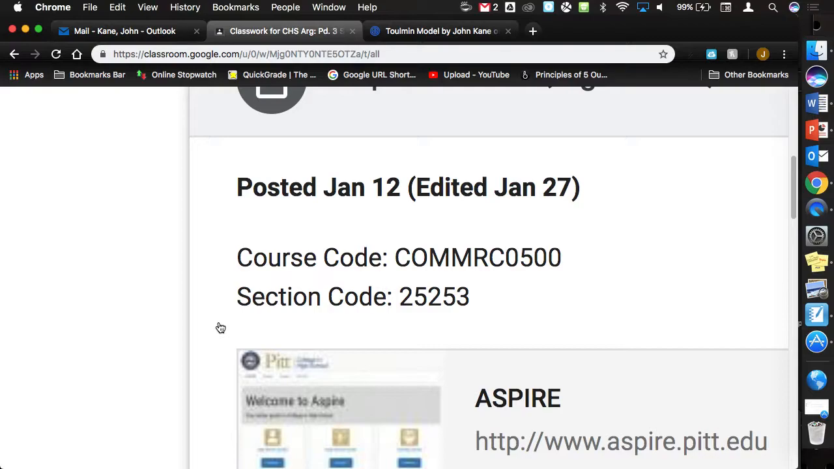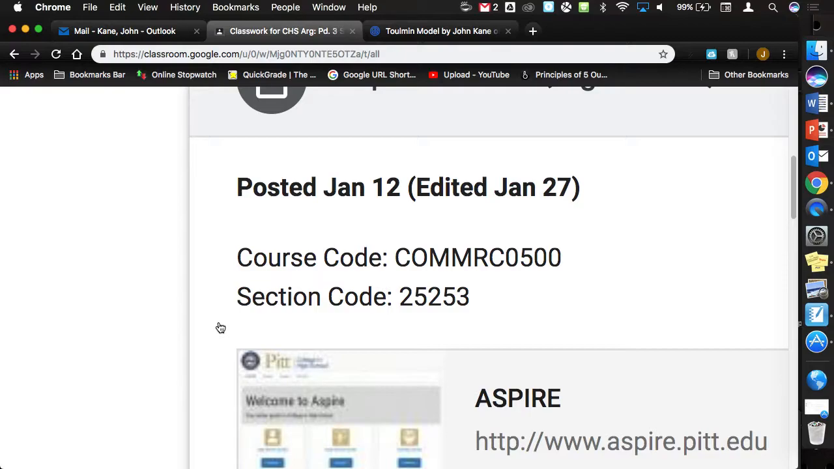So when you sign up through Aspire, and again, signing up for CHS credit is solely up to you. It's not any course requirement for us. It's going to ask for a course code, which is right here for you, Communication Rhetoric 0500. Then it's going to ask for a section code, which I have here.